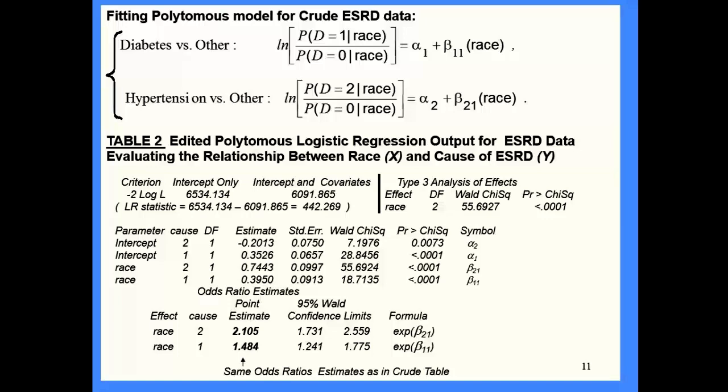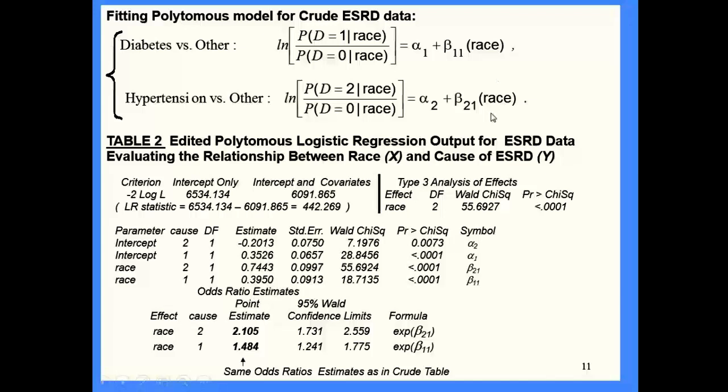Where can you see that information? Where do you see that information on the screen here? Well, you don't see it here. But you notice it says intercept only and then intercept and covariates, right? Now, this is the model that has the intercept and covariates. And you see the 6091.865? That's minus 2 log L for this model, this crude model that considers the 2 race variables in the model. You see it says 6534.134 for intercept only. Well, that's the reduced model if you drop these 2 terms.